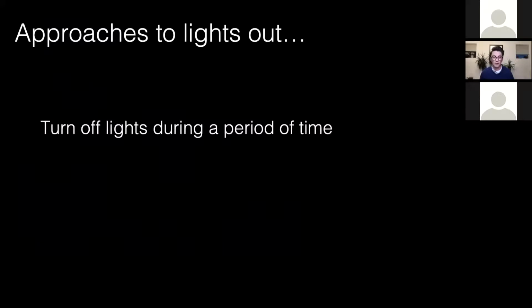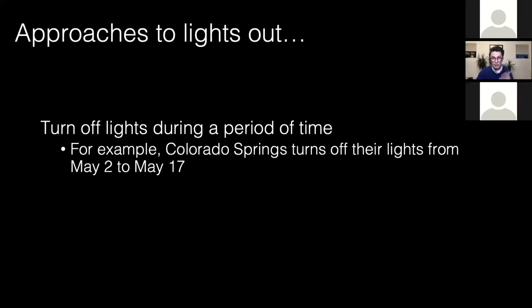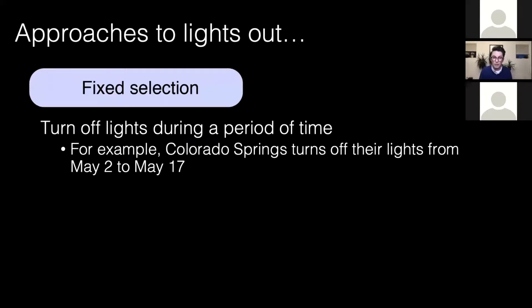So our approaches here might be, let's use this one as a very basic version: turn off lights during a period of time that is a period of peak migration. So in Colorado Springs, we might say, for example, Colorado Springs turns off their lights from May 2nd to May 17th. That's the window of time, at least from the radar perspective, that we get peak migration. And we would just say, do that for 2018, do that for 2019, do that for 2025. Just keep doing that year after year. And we would say this is some fixed selection version of this. We're not really dynamic. It's just, that's what happened in the past. That's what we're going to do in the future.